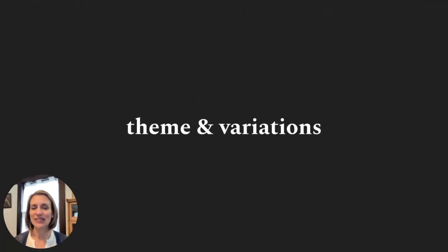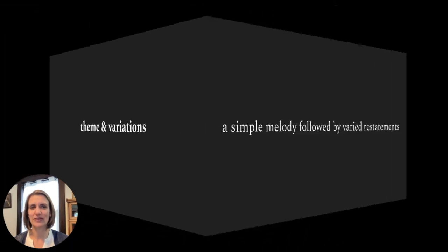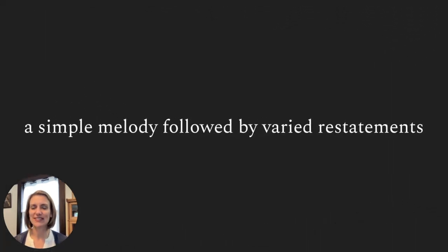Our next form is theme and variations. This is the easiest one because we all know what this means. A theme and variations is a simple melody followed by varied restatements.